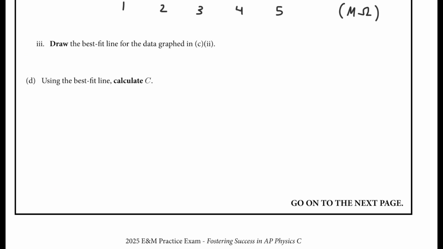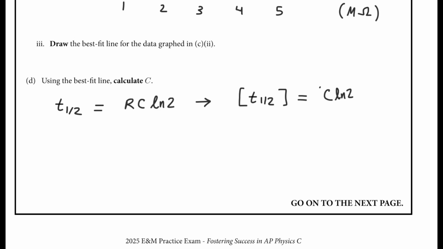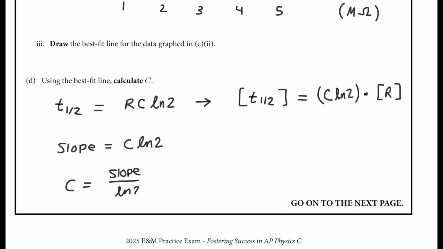So we said that the half-time was equal to RC ln 2, which told us that T1/2, which was on the y-axis, was equal to C times ln 2, which is a constant, times R, which was what was on the x-axis. So this means that our slope is C times natural log of 2, or the capacitance is just going to be the slope of our best fit line divided by natural log of 2.